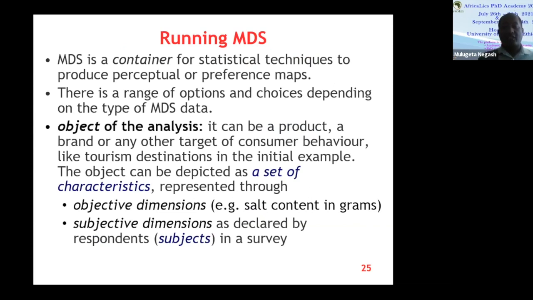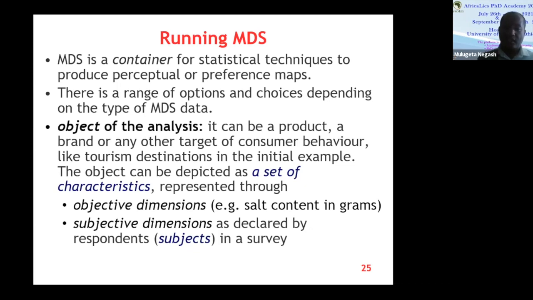And the object of analysis can be a product, a brand, a process, a new technology, a new system, or a new organizational structure, or a target of consumers like a tourism destination in the initial example. The object can be described as a set of characteristics. We do have two types of measurements. We have objective dimension and subjective dimension measurement.